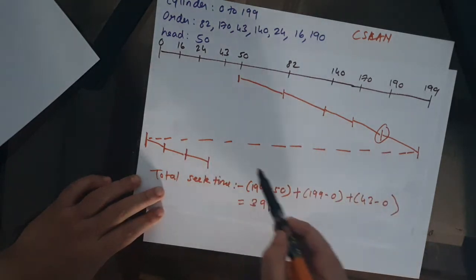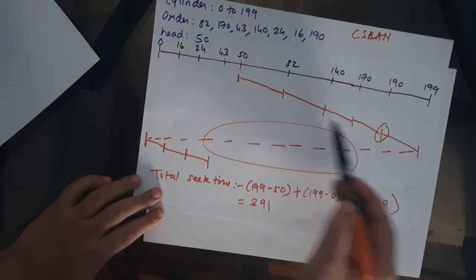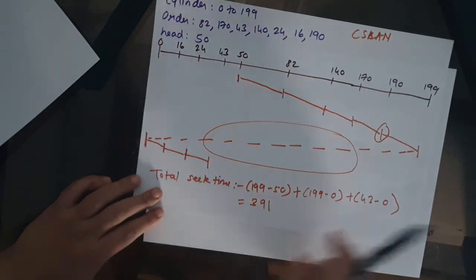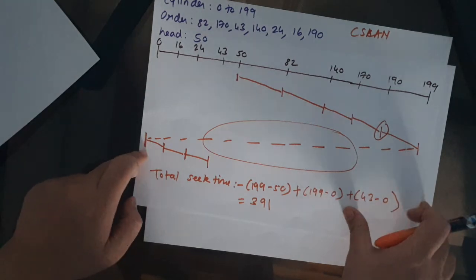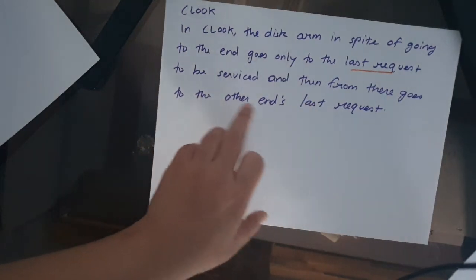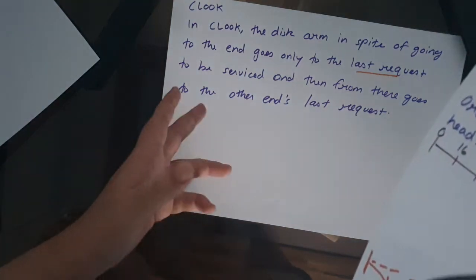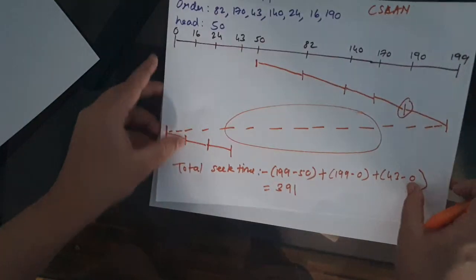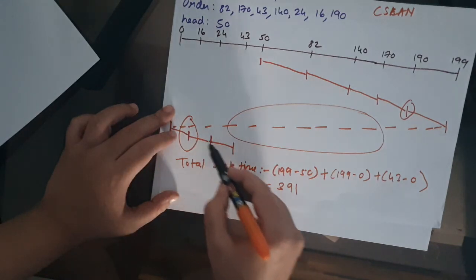This in-between time, as usual, is going to remain empty, and we are going to get back to the other end. But where? Not towards the start of the cylinder, but to the other end's last request, or you can say the first request. Basically the other end's first request is nothing but your 16. So we are going to begin right from here.